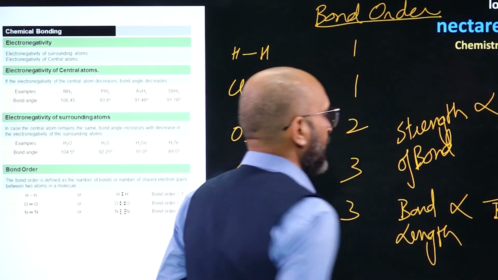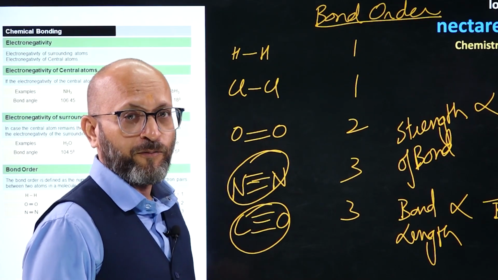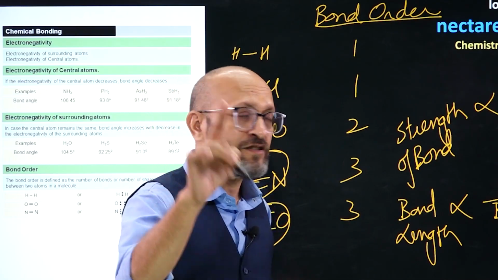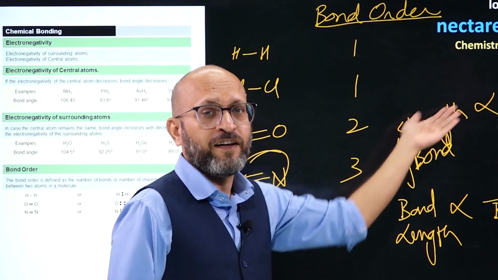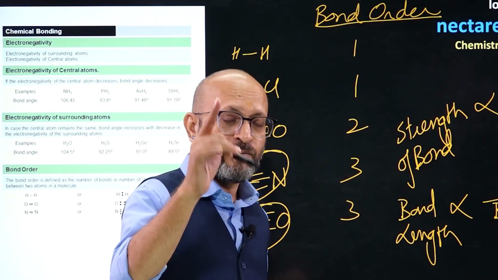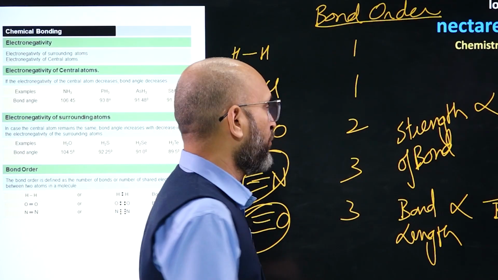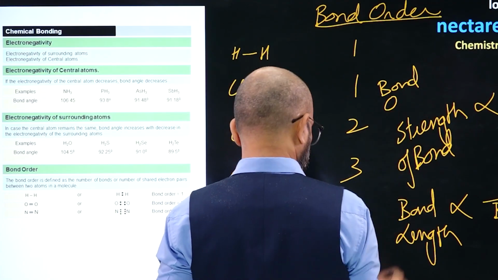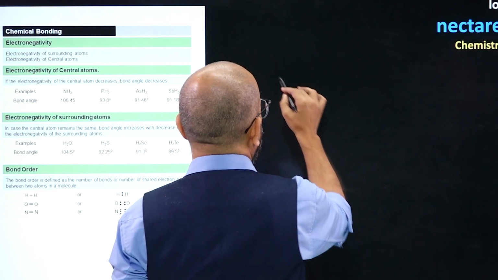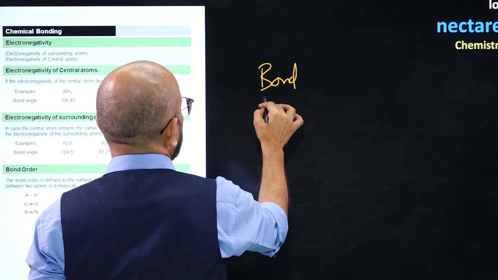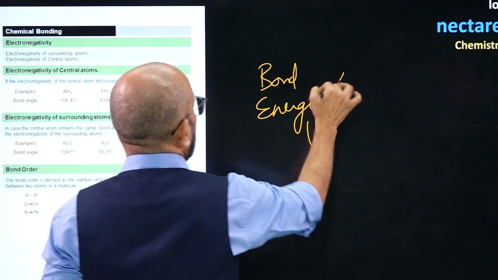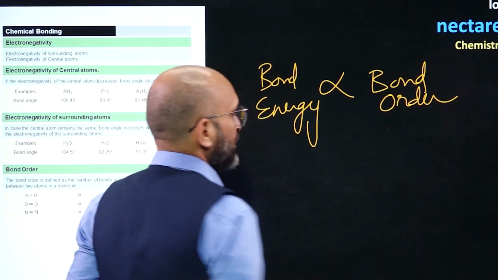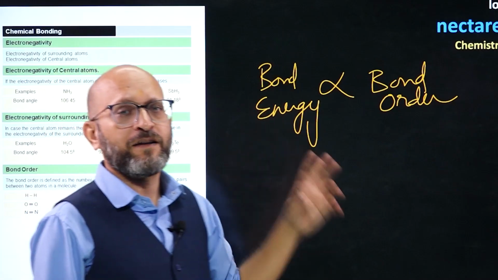Right? And what about bond energy? Bond energy is energy required to break the bond. So, if number of bonds is more, bond will be stronger if bond order is more. So, bond will be stronger, so bond energy will also be more. So, bond energy and bond order have a relation, as I am writing it out here, that is direct. More the bond order, more will be bond strength, more will be bond energy for that particular bond.